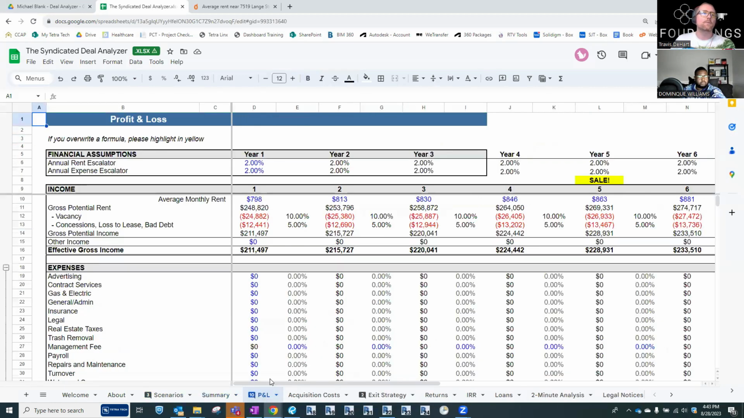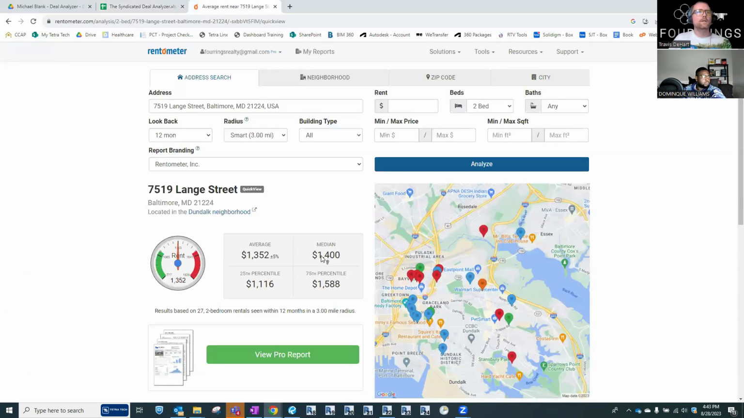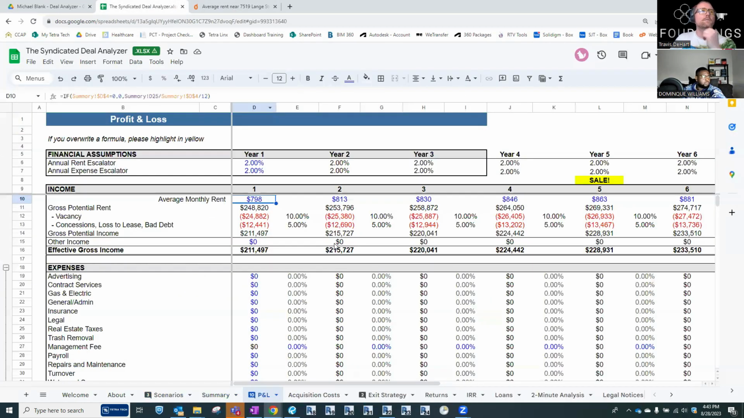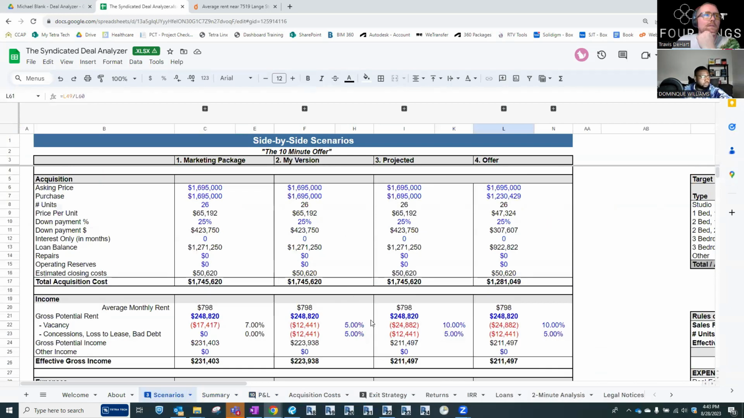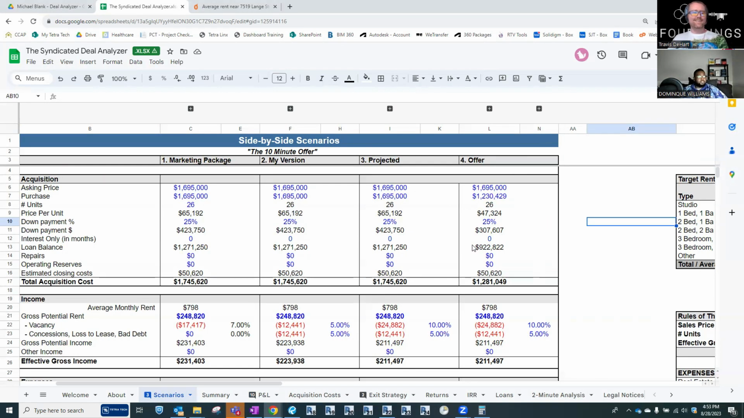So now that we've changed the summary tab to calculate all of these based on our offer, if we go back over here to the P&L tab, if we change these to be what is it? Let's just say $1,400 will be the rent. Let me see. I was a little confused right there. What were you trying to get to put in?